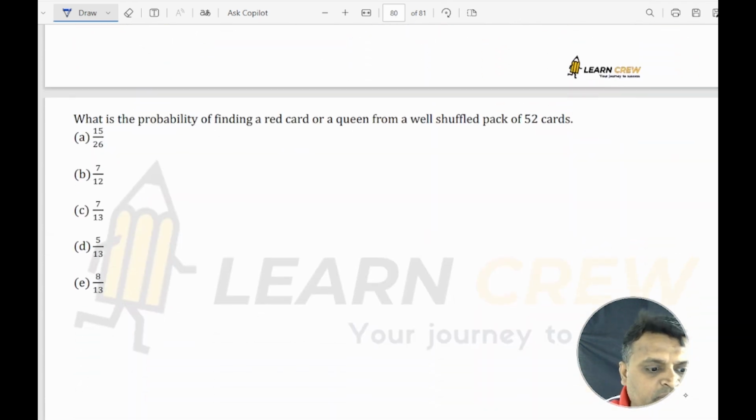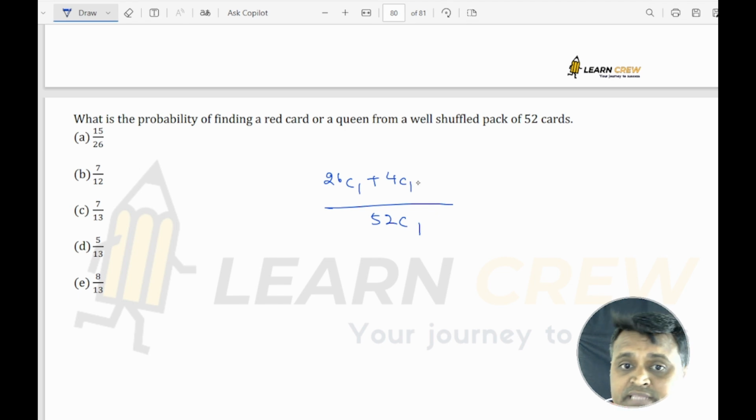What is the probability of finding a red card or a queen? So how many red cards are there from a pack of 52 cards? Here the total number of outcomes is 52C1. Finding a red card is 26C1, or a queen card. How many queens will be there? 4 queens.